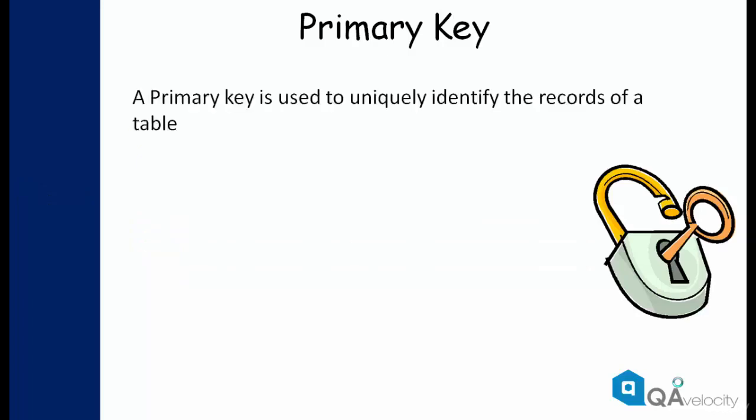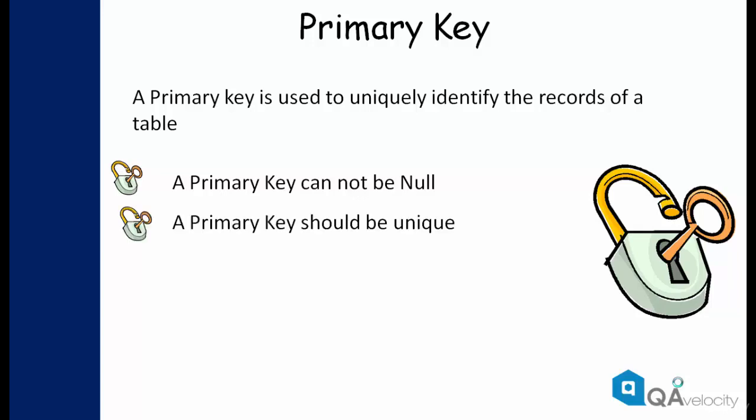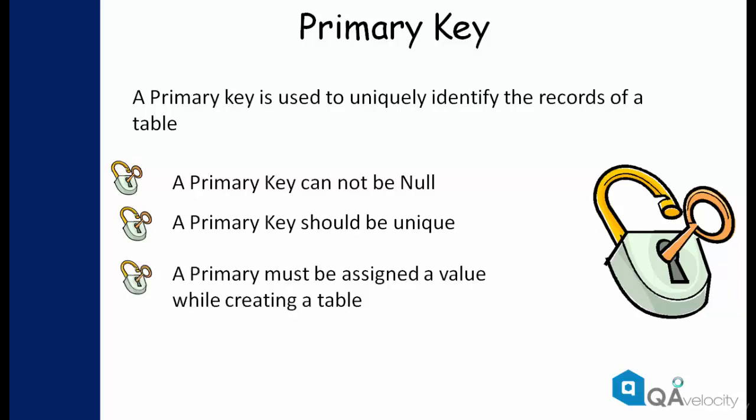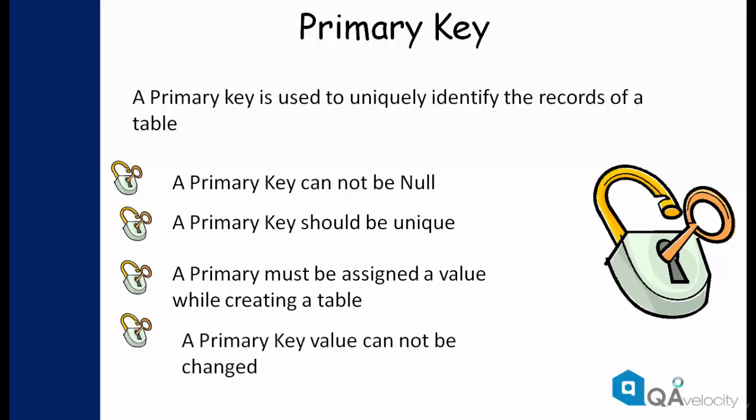A primary key is used to uniquely identify the records in a table. To make a column a primary key, we need to follow a set of rules. Our first rule says a primary key cannot be null. If you set a primary key null, it cannot be unique, as other records can also be null. A primary key should be unique. It should not be duplicate. A primary key must be assigned a value while creating a table. And a primary key value cannot be changed. So we know the rules of primary key. We'll apply these rules in a later phase of our course.